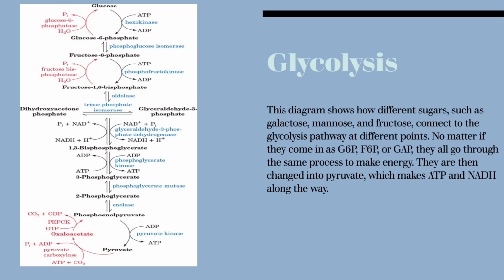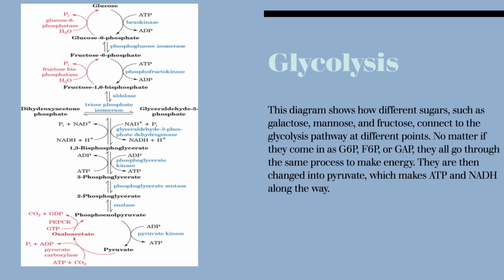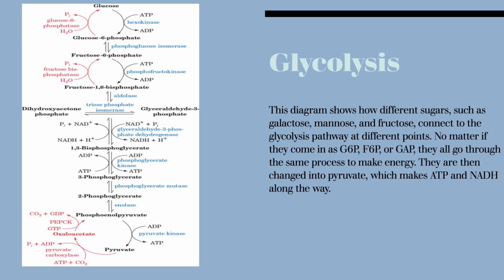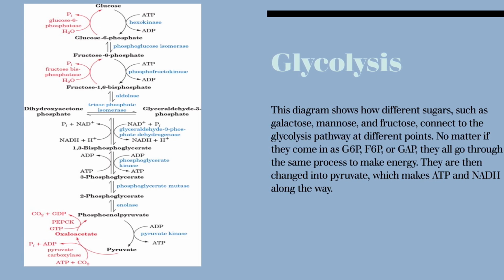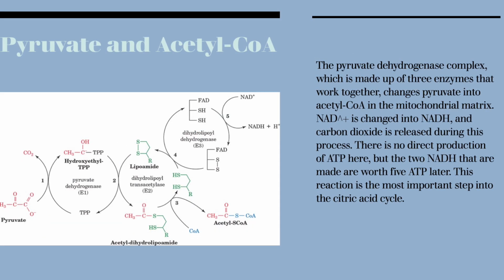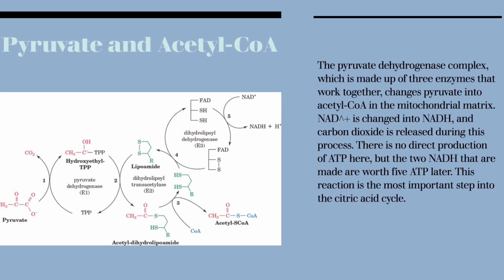This is all from my diagram, which shows how other sugars like galactose or fructose can jump into glycolysis at different points, but all ends the same way, with pyruvate. Once we have pyruvate, it heads into the mitochondrial matrix.